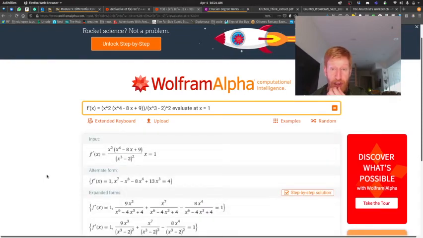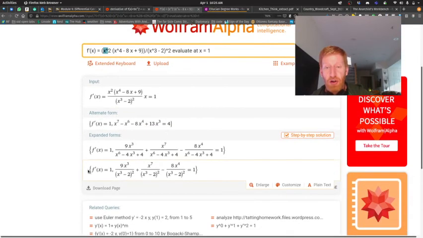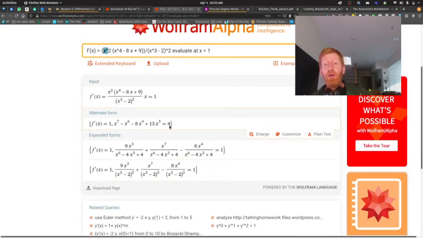Our worst case scenario would be to just plug in 1s for all of these x's, which would be really annoying. But here it did it for us. We get a value of 4. So let's try one more thing.